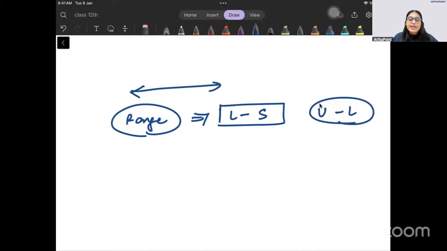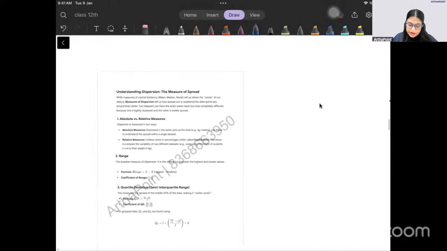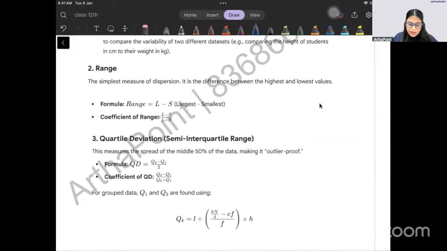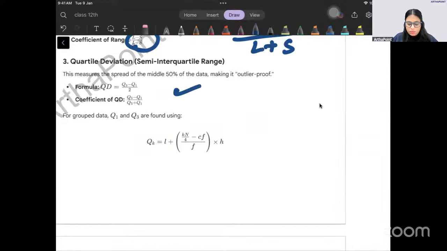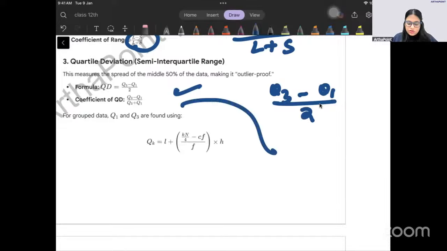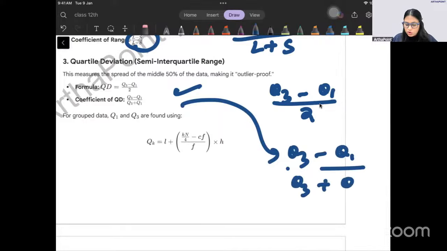Okay. We can also find the coefficient of range, and the coefficient of range is (largest minus smallest) upon (largest plus smallest). The next one that we have is known as quartile deviation. Quartile deviation का formula हो जाता है (Q3 minus Q1) by 2. We have just learned कैसे निकालते हैं Q3 and Q1. And the coefficient of quartile deviation is (Q3 minus Q1) upon (Q3 plus Q1). We have done this discussion, how to find the quartile deviation.